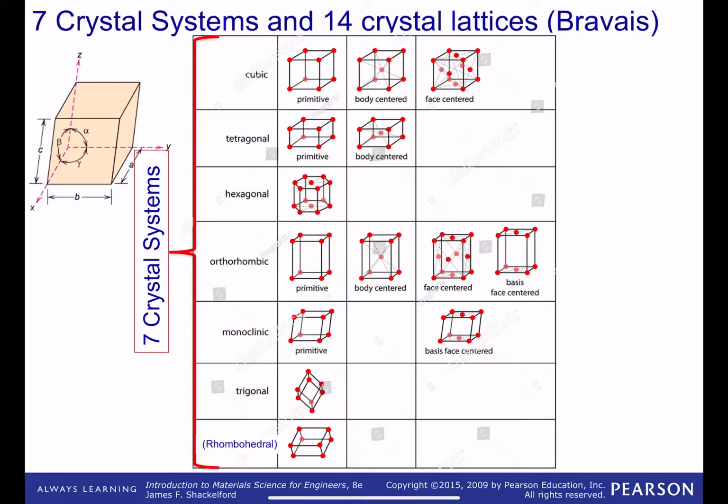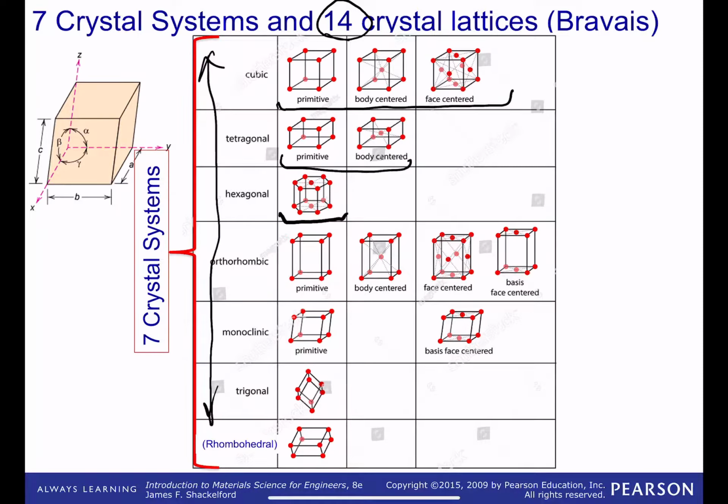Okay, to put that in a different way, just to give you a sense here, we've seen the 7 crystal systems shown in this column, and we can show that there are 14 crystal lattices that can be established thereafter, 3 of which are in the cubic crystal system, 2 can be in the tetragonal, and there's only 1 in the hexagonal that we'll see.